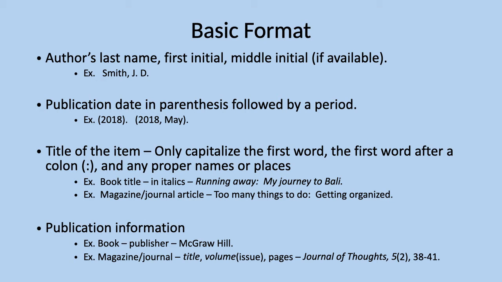APA has a specific order to list all of the information in the reference citation. Author's last name, comma, first name initial, period, middle name initial, if available. Next is the publication date in parentheses followed by a period. Then the title of the item with only the first word capitalized, along with the first word after a colon and proper names. Lastly, it includes publication information.